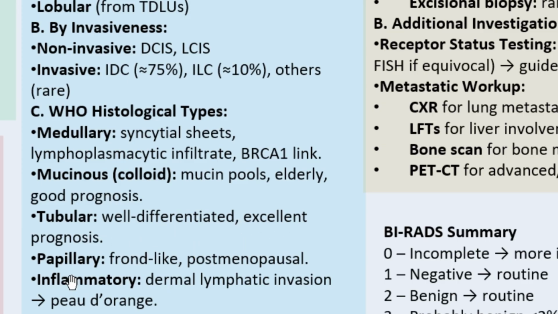Then we have the papillary or frond-like, which is found in postmenopausal women. Then the inflammatory, which has a very, very bad prognosis, because by the time it presents, most of the time it is very late, and whenever we have inflammatory breast cancer, we just grade it as stage 4 cancer.